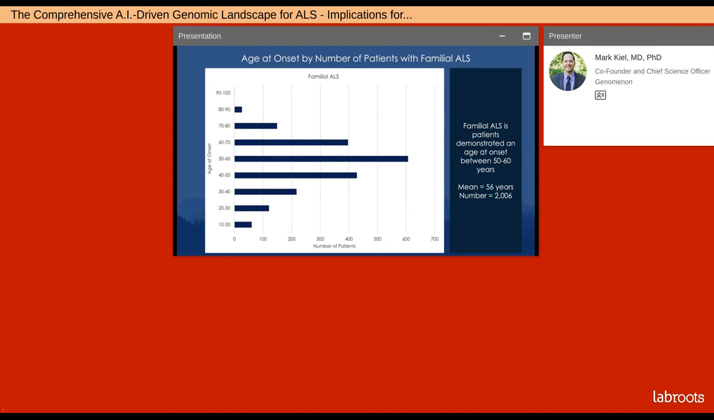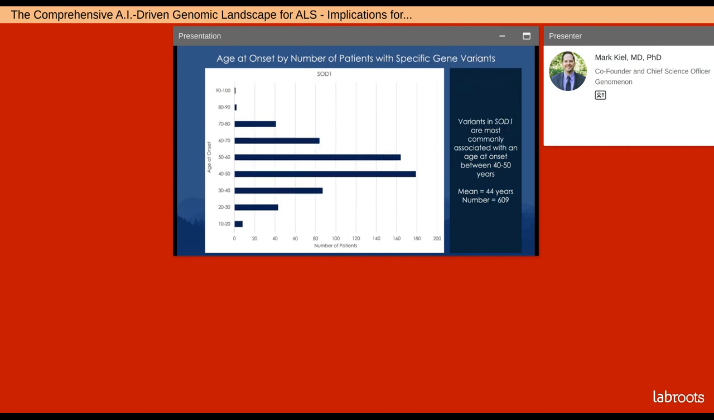And so just to orient you to the data that we were able to understand here from our data set, this is now a distribution of the ages of onset by decade of life on the y-axis for each of those patients on the x-axis out of the 2006 patients, and the distribution of those ages of onset for all patients in our data set with familial ALS. And what you can see here from the histogram is a normal distribution of those age ranges with a mean of 56 years for all patients in our data.